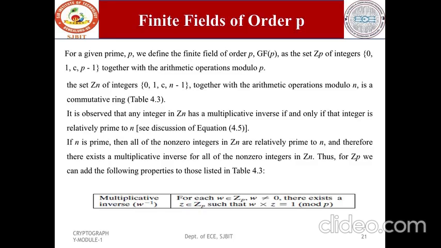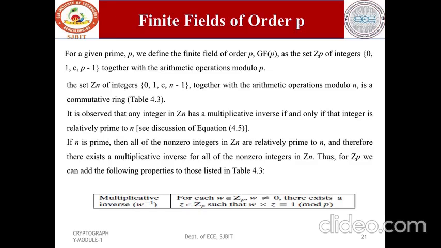Thus, for Zp, we can add the following property, that is multiplicative inverse. For each w that belongs to Zp, where w is a non-zero element, there exists a z that belongs to Zp such that w times z is congruent to 1 mod p. Because w is relatively prime to p, if we multiply all the elements of Zp by w, the resulting residues are all of the elements of Zp permuted. Thus exactly one of the residues has the value 1. Therefore, there is some integer in Zp that when multiplied by w yields the residue 1. That integer is the multiplicative inverse of w, designated as w inverse.